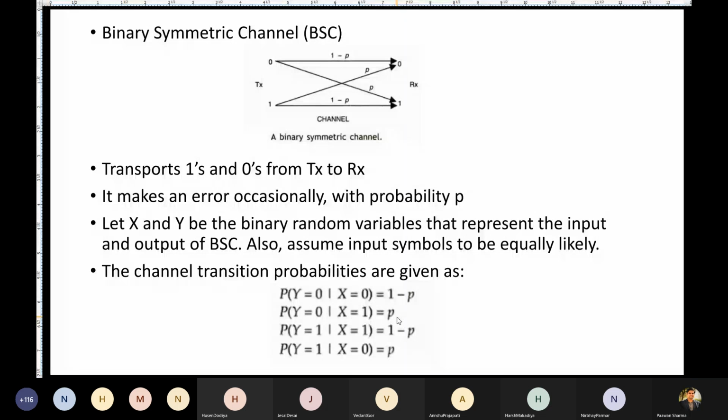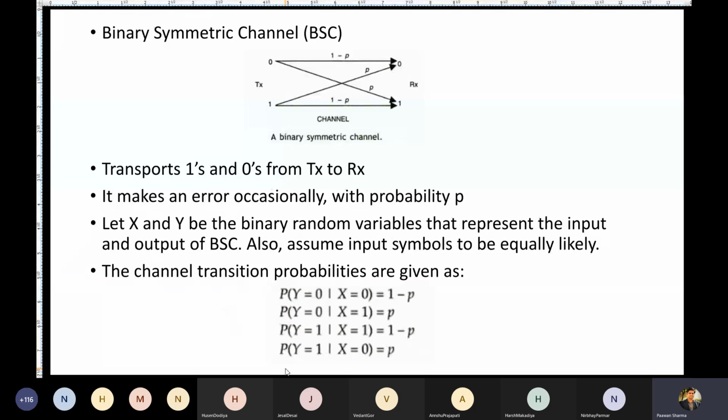Similarly for P(Y equal to 1), at the receiving side, the probability of occurrence of 1 given 1 was transmitted. Correct reception. Okay, 1 transmitted, 1 received. How much is the probability? 1 minus P. And this is an error transmission. Actually 0 was transmitted, but 1 was received at the receiving side. This is an error. And what is the error probability given here as per this binary symmetric channel? P. So this probability value we call channel transition probabilities.